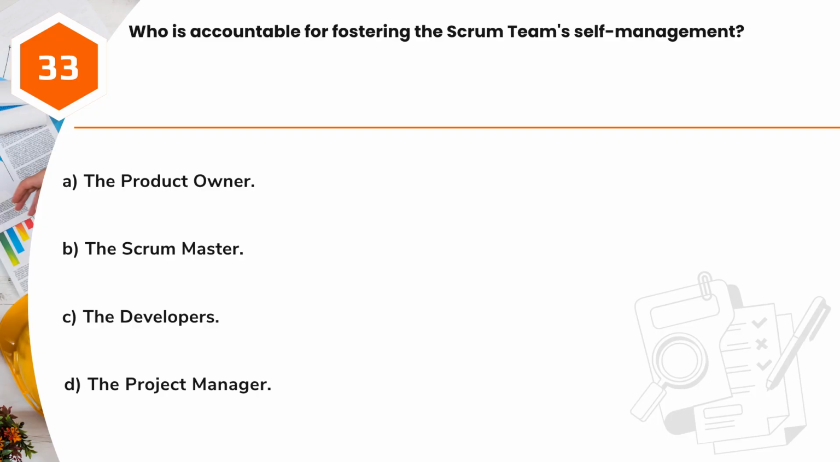Question 33. Who is accountable for fostering the Scrum team's self-management? A. The Product Owner. B. The Scrum Master. C. The developers. D. The Project Manager.